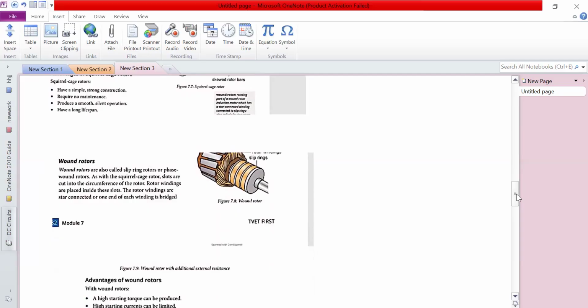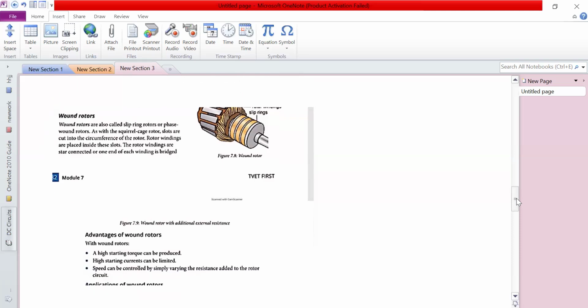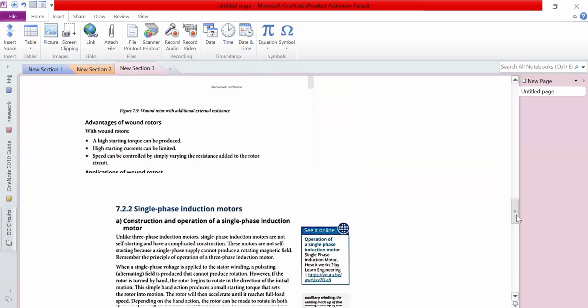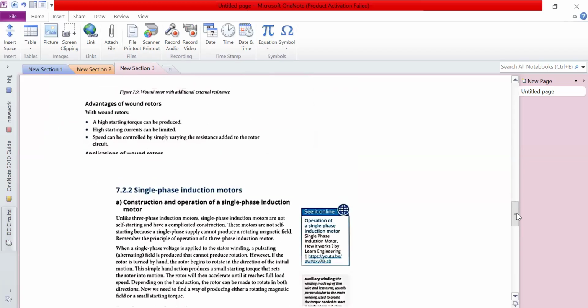Then we move on to wound rotors. Wound rotors are also called slip ring rotors or phase wound rotors. As with squirrel cage rotors, slots are cut into the circumference of the rotor. Advantages of wound rotors: a high starting torque, high starting currents can be limited, and speed control is simplified. Okay, so we've come to the end of three-phase induction motors. Let's move on to single-phase induction motors.